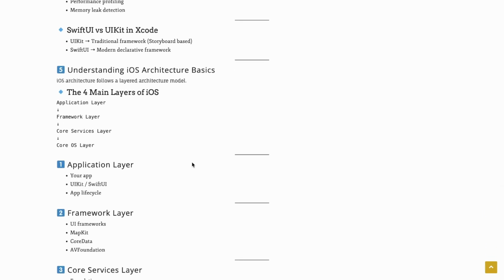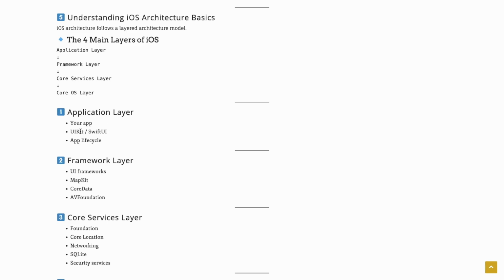Understanding iOS architecture basics. iOS architecture follows a layered architectural model. The four main layers of iOS: the top one is the application layer. Going down, the framework layer, then the core services layer, and the last one is the core OS layer. Whatever application is developed and seen is the application layer. Down the line: framework layer, core services layer, and core OS layer. These are the architecture of iOS.